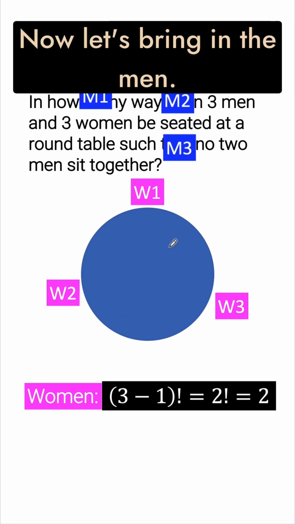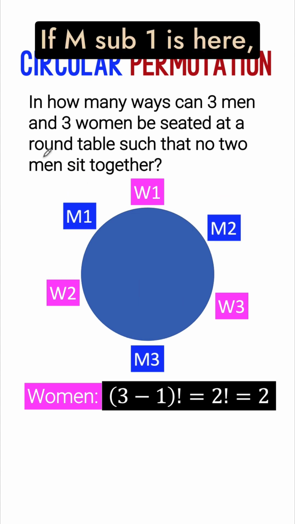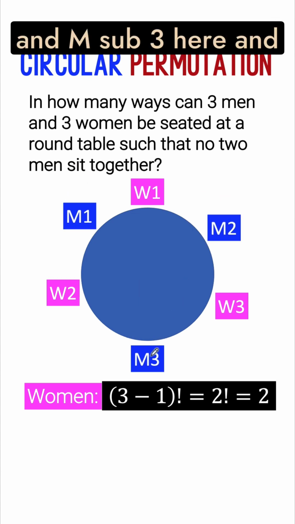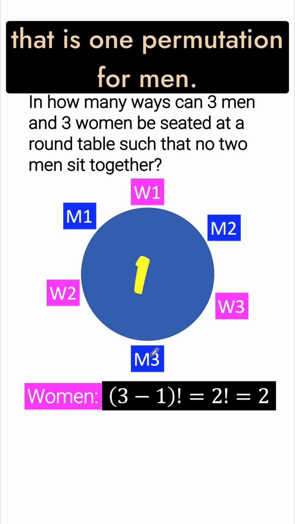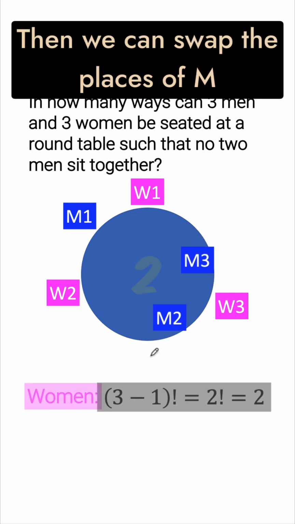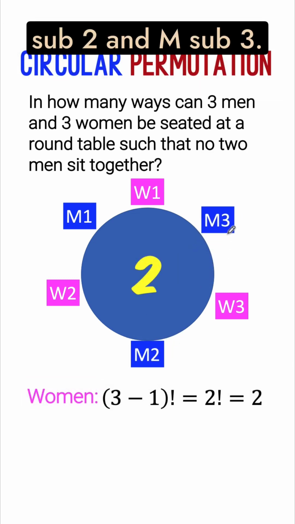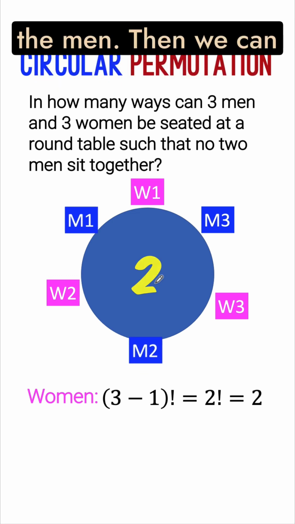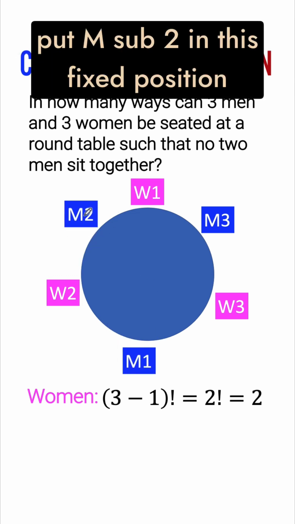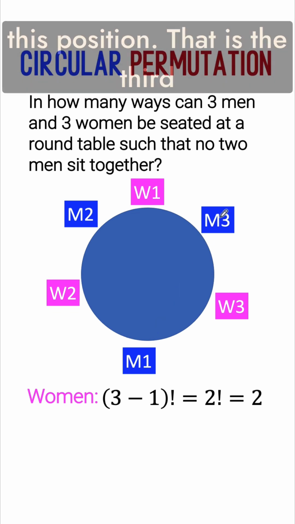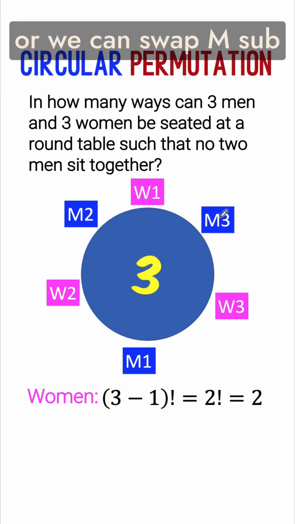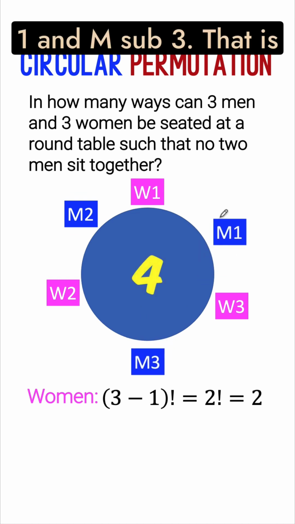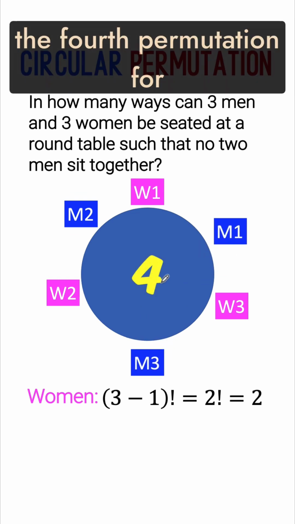Now let's bring in the men. If M sub 1 is here, we can put M sub 2 and M sub 3 here, and that is one permutation for men. Then we can swap the places of M sub 2 and M sub 3. That is the second permutation for the men. Then we can put M sub 2 in this fixed position and the other 2 in this position. That is the third. Or we can swap M sub 1 and M sub 3. That is the fourth permutation for the men.